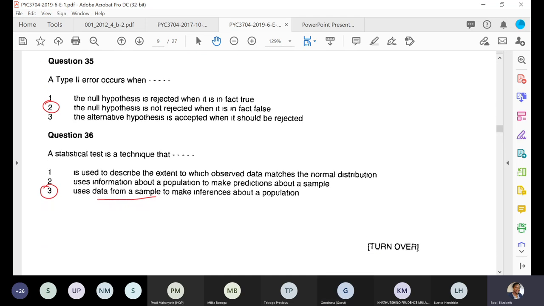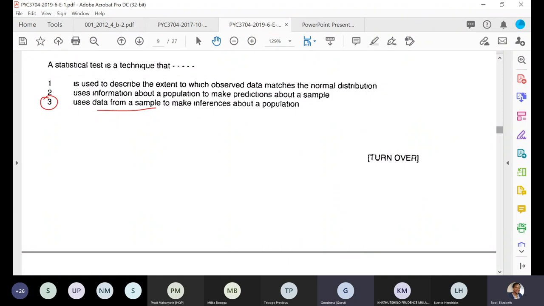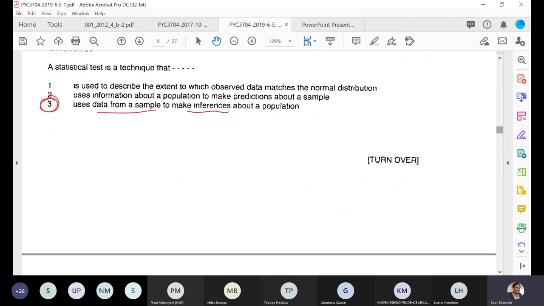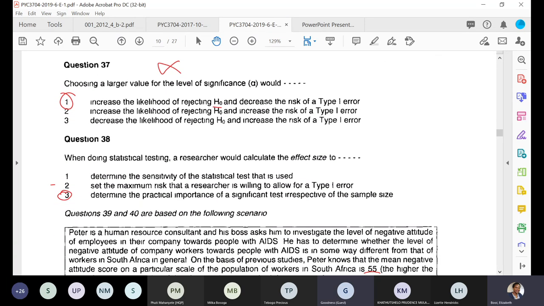Type two error will occur when the null hypothesis is not rejected when in fact it is false, which means we're creating a type two error. In a statistical test technique, we use the data from the sample to infer the result back to the population to make conclusions about the population. That is why we chose number three. The others are talking about predictions and extent, those are other things, not the statistical test in general.